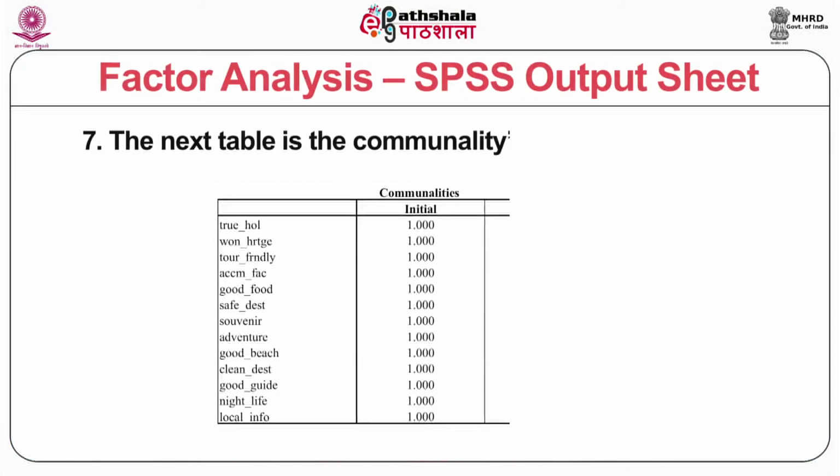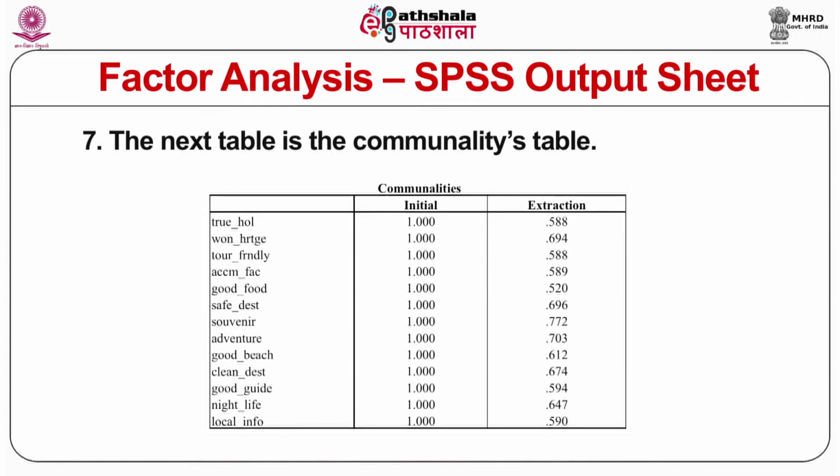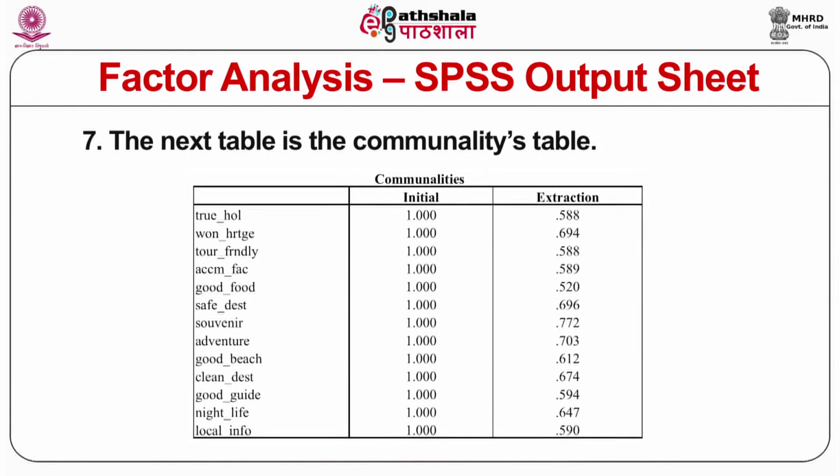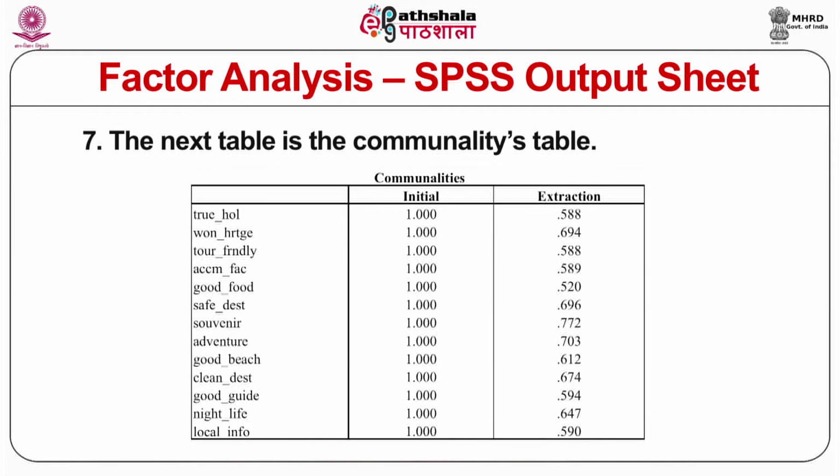The seventh step. The next table in the output sheet is the communalities table. This table explains the amount of variance a variable shares with all the other variables. Here, about 58.8% variance is explained by the first variable only, that is the true HOL. Ideally, variables with less than 0.5 communality can be removed and calculations are done again. In this particular case, none of the variables has communality less than 0.5 and therefore there is no need to delete any of the variables.